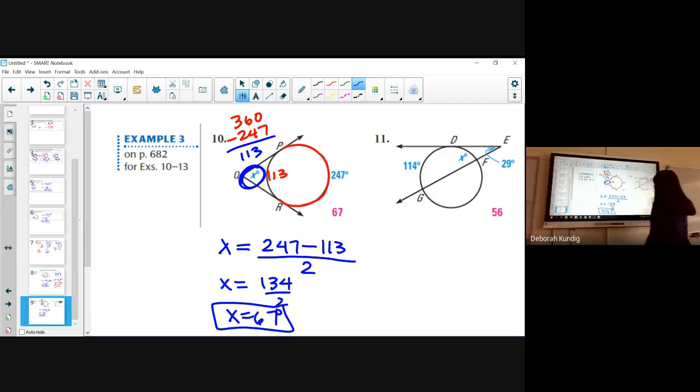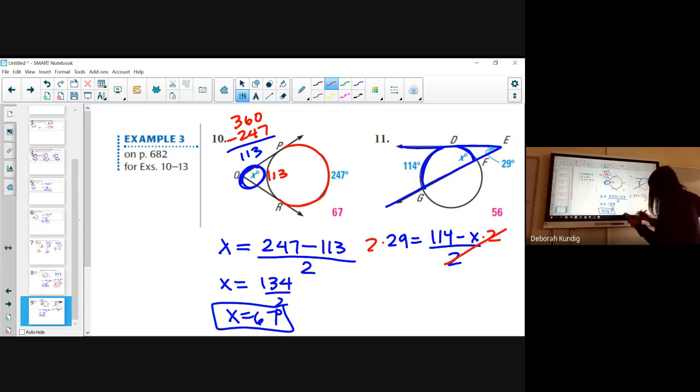Now this one I have a tangent with a secant. So I know that the angle is 29 degrees. The angle is equal to the outer arc, 114, minus the inner arc, which is X, divided by 2. Again, I'll be solving for this X. Multiply by 2 as the first step to cancel out that denominator. 29 times 2 is 58, which is equal to 114 minus X.